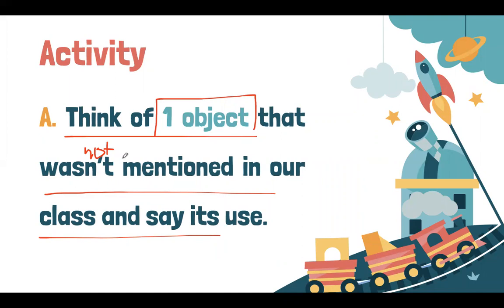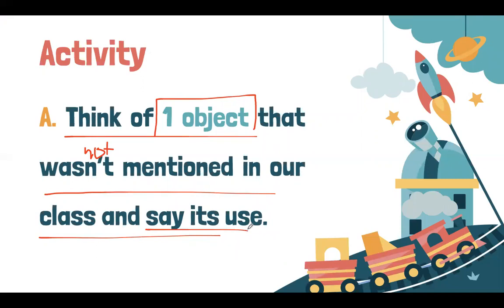vocabularies. We can say notebook, books, table, chair, whiteboard. What else? Clock. TV. What else? Not in our class. And then say its use.